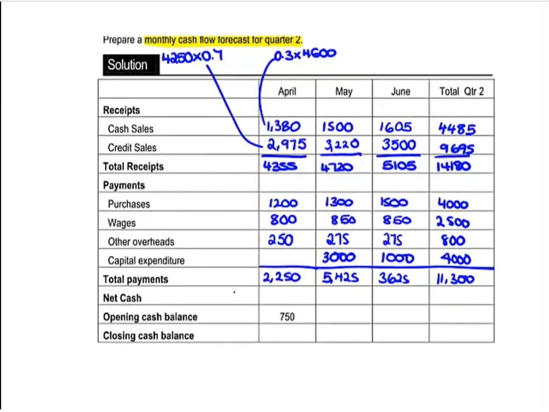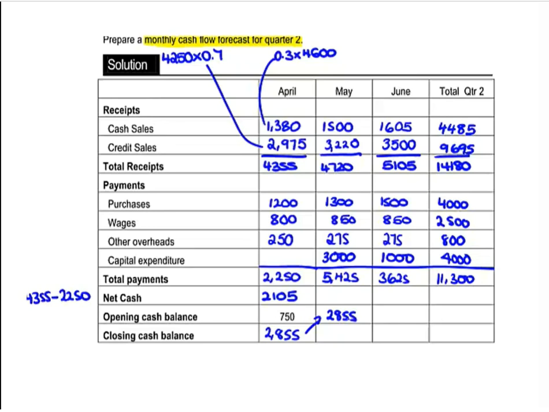position. So for April, that will be the 4,355 less the 2,250. So we got in 4,355 and we spent 2,250. So the cash position increased quite nicely during the month. There's an extra 2,105 in the bank account at the end. Add that to the 750 that was already there, and we've got 2,855. And that will become next month, so that will become May's opening balance.